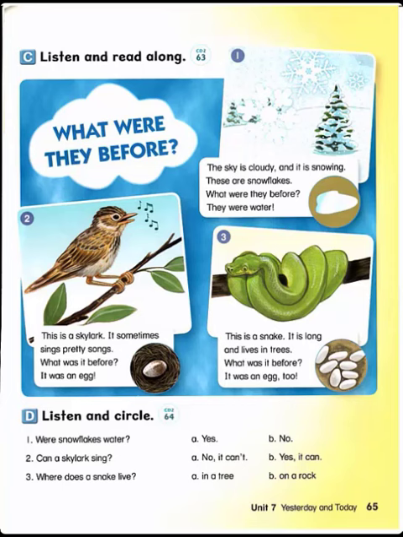2. This is a skylark. It sometimes sings pretty songs. What was it before? It was an egg. 3. This is a snake. It is long and lives in trees. What was it before? It was an egg, too.